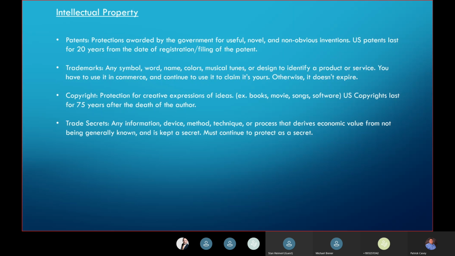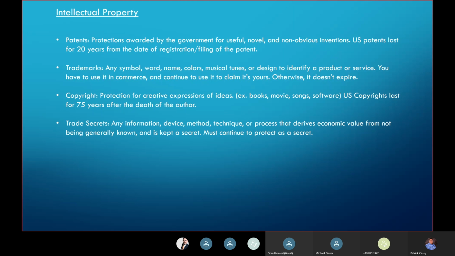And trademarks, by the way, are denoted with a circle with an R in them. Copyrights. Copyright protection for creative expressions of ideas, books, movies, songs, software. U.S. copyrights last for 75 years after the death of the author, right? So plagiarism is protected pretty heavily when you come down to thinking about copyright law. It's denoted by a circle with a C in it.